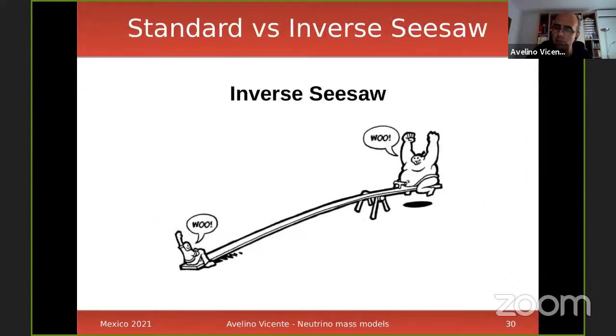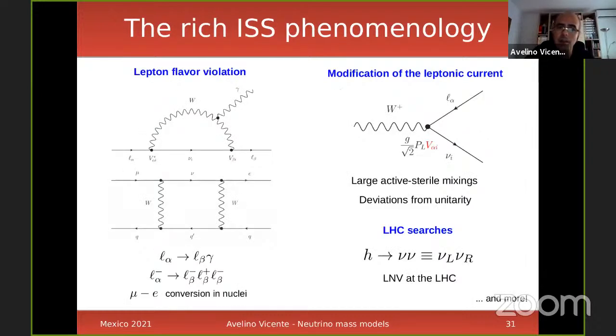So in the inverse seesaw, you don't need a large scale. What you need is a small scale. This mu_X is the one that is suppressing neutrino masses. And the advantage, as I said already, is that you have a very rich phenomenology. So you can have lepton flavor violation.